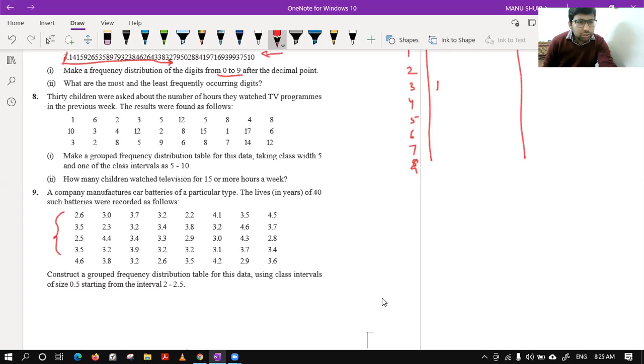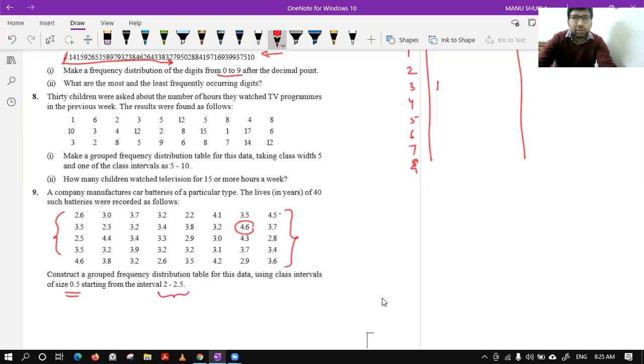Construct a group frequency distribution table for this data using class intervals of size 0.5. So they are telling that particularly from the interval 2. Okay. What is the maximum value of this data? 4.5? No. 4.6? Yes. 4.6 is the last value. So we have to go till I think 5.